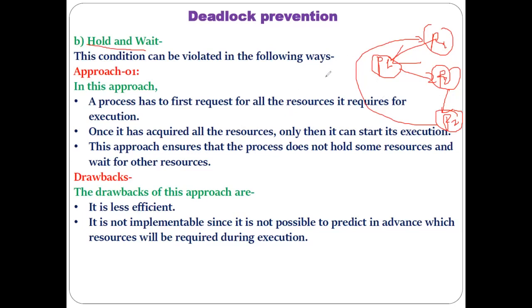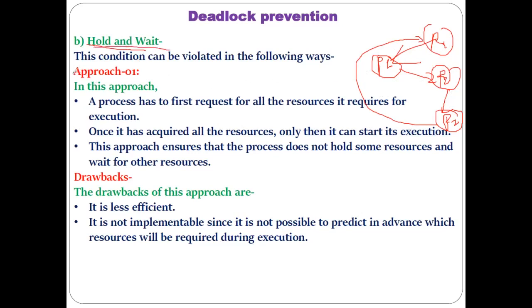Now how can you avoid this hold and wait condition? Because of this hold and wait condition, deadlock occurs. Because P1 is waiting for R2 while holding R1, and P2 is waiting for R1 while holding R2. That is the reason neither of these processes can finish their execution, as both of them will go into infinite waiting. So how to avoid this hold and wait?